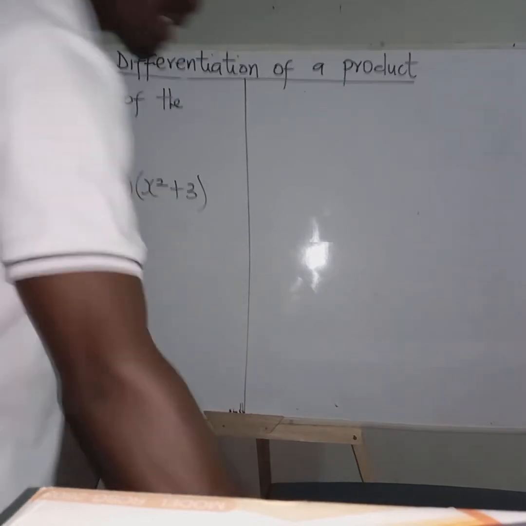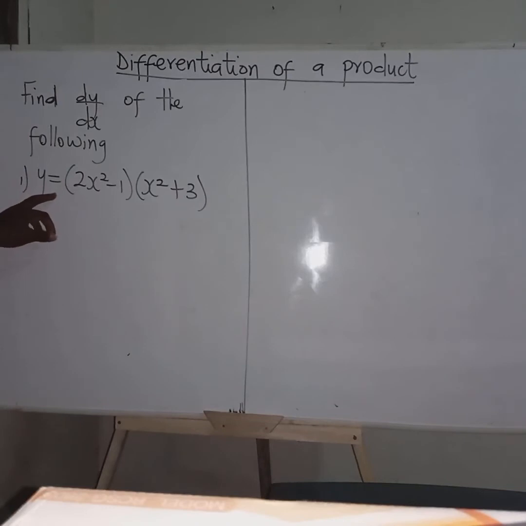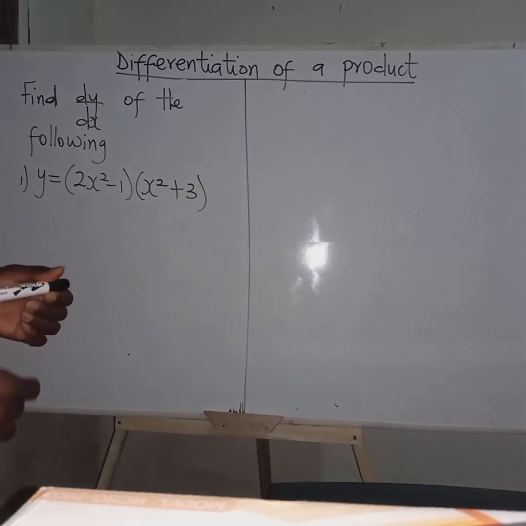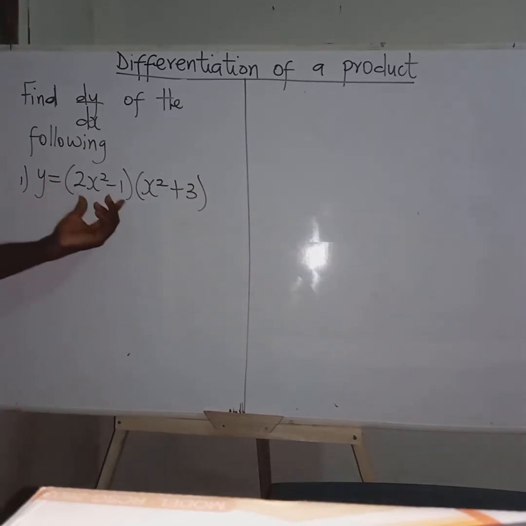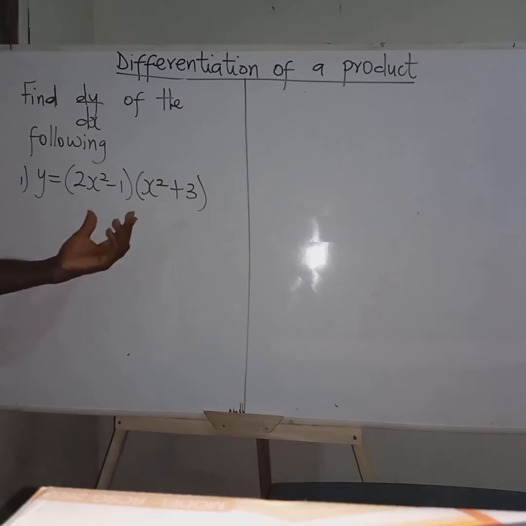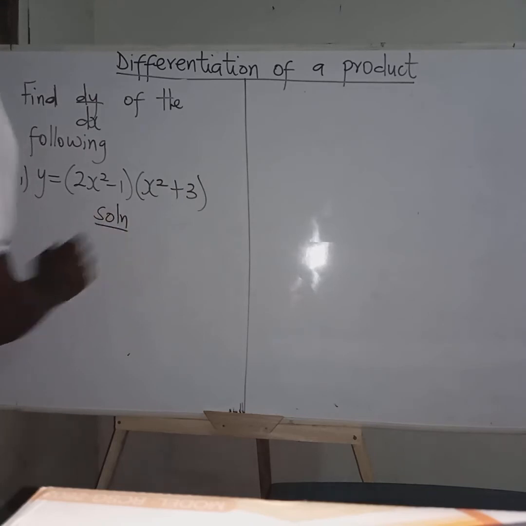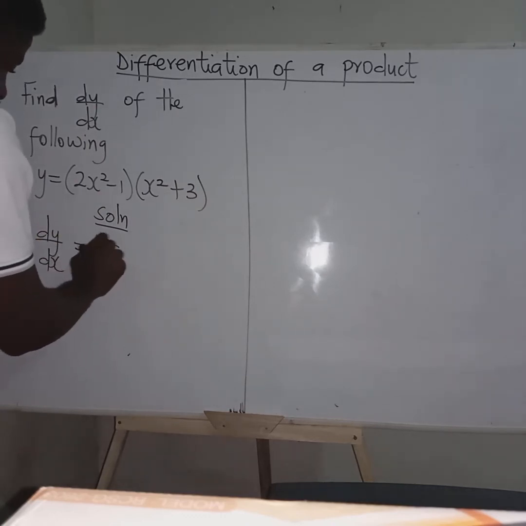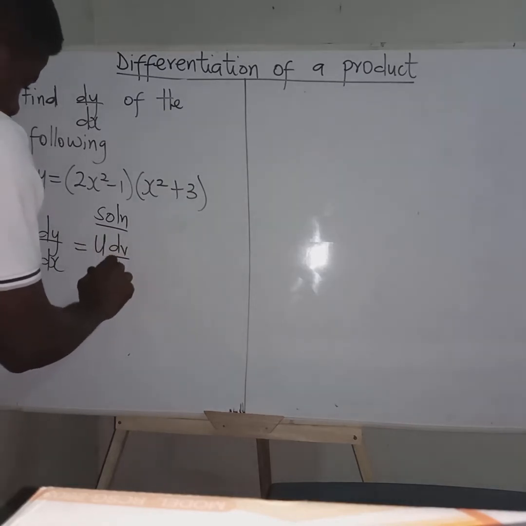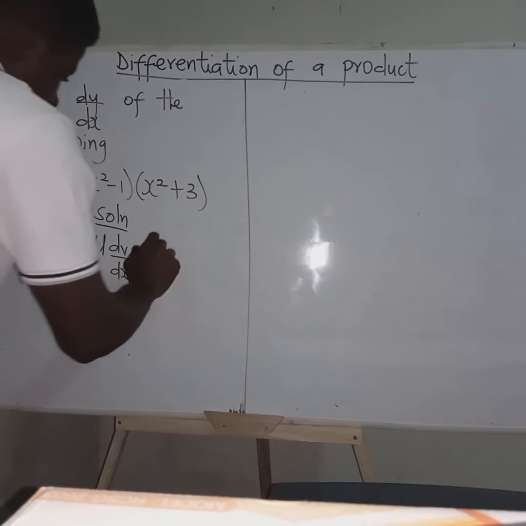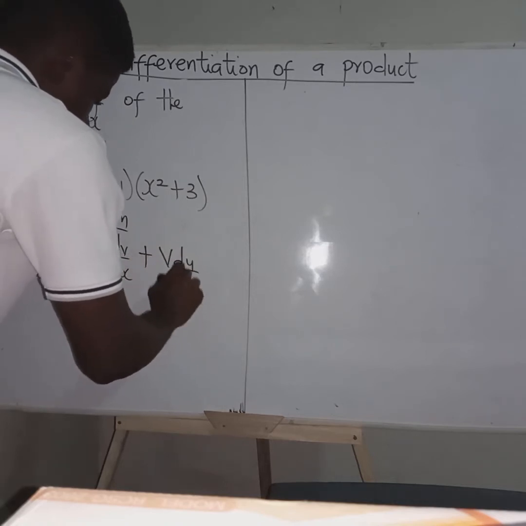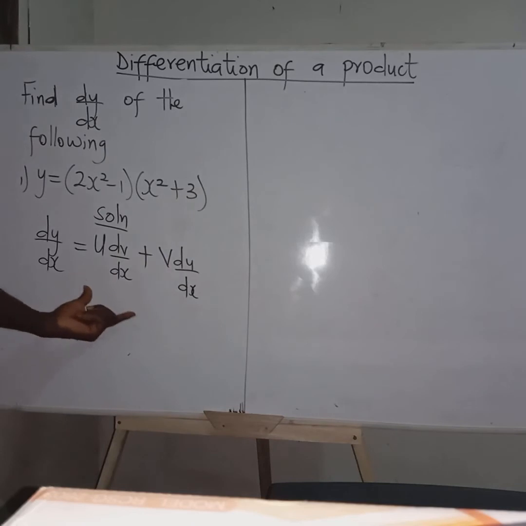Okay, so our first example is y is equal to 2x squared minus 1 multiplied by x squared plus 3. You can see this term is multiplying that, so it becomes a product. Solution. Using the product rule, dy over dx is equal to u dv over dx plus v du over dx. This is the product rule.